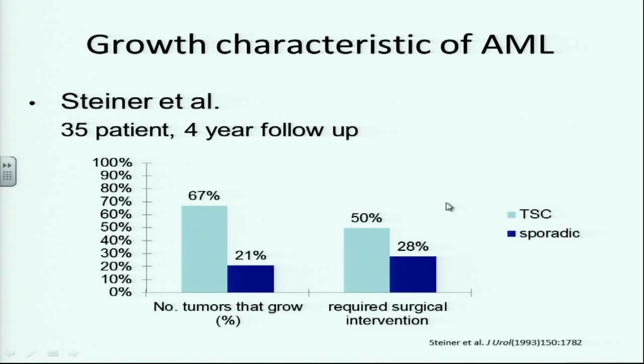Can we get a handle on the growth characteristics? Well, first off, only 35 patients. Okay, but a 4-year follow-up. And what we've got here is, let's look at this graph first. So this is the number of tumours that grow. And in the light blue is the patients with tuberous sclerosis, and in the dark blue are sporadic AMLs. And what we can tell, right from this graph, is that if you've got a TSC AML, it's much more likely to grow.